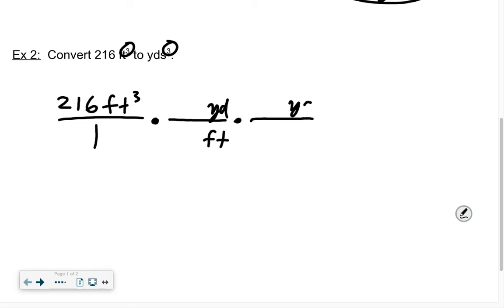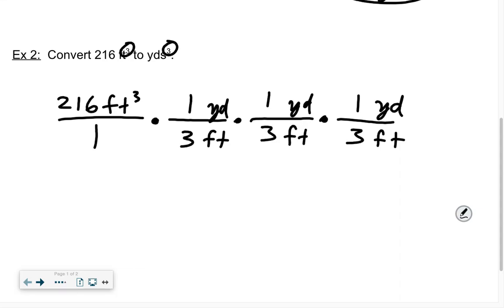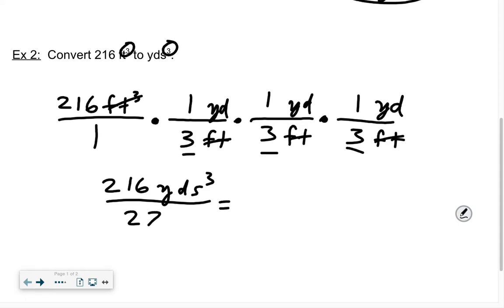There's going to be the first time, there's the second time, and again our exponent is 3, so we have to do it 3 times. 1 yard and 3 feet, 1 yard and 3 feet, 1 yard and 3 feet. Notice they all stay the same. Again, it's just the number of times that you need to multiply by. So at this point, the feet labels cancel out. We have our 3 yards, so yards cubed. 216 times 1 times 1 times 1 will get us 216 yards cubed over 3 times 3 times 3, which is 27. And if we take 216 and divide it by 27, we come up with 8 yards cubed.